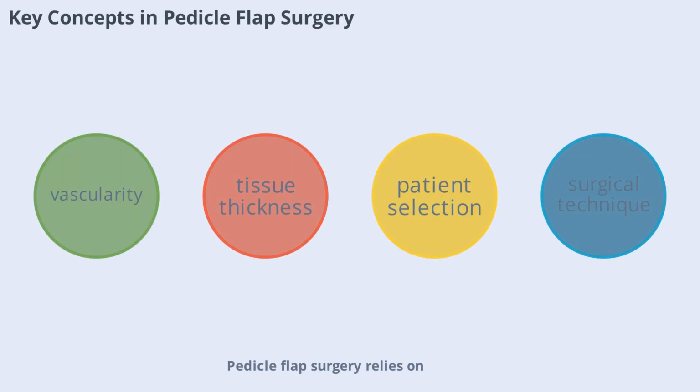Pedicle flap surgery relies on principles such as maintaining vascularity, ensuring adequate tissue thickness, and minimizing trauma to both donor and recipient sites. Success depends on careful patient selection, precise surgical technique, and thorough postoperative care. These foundational concepts are critical for achieving predictable and aesthetic outcomes in periodontal plastic surgery.